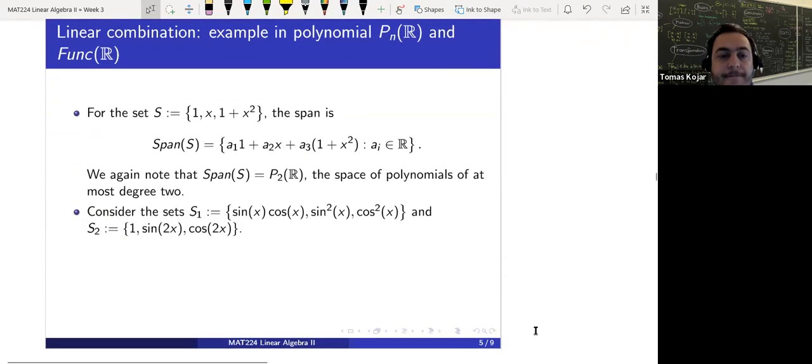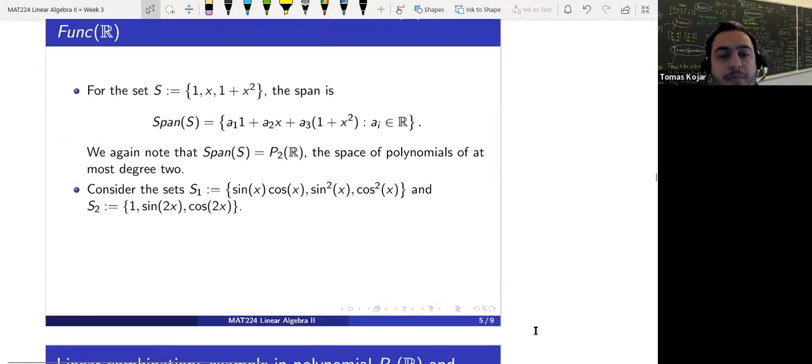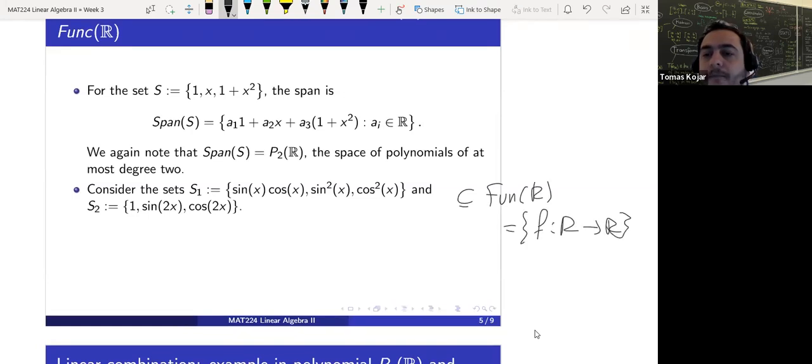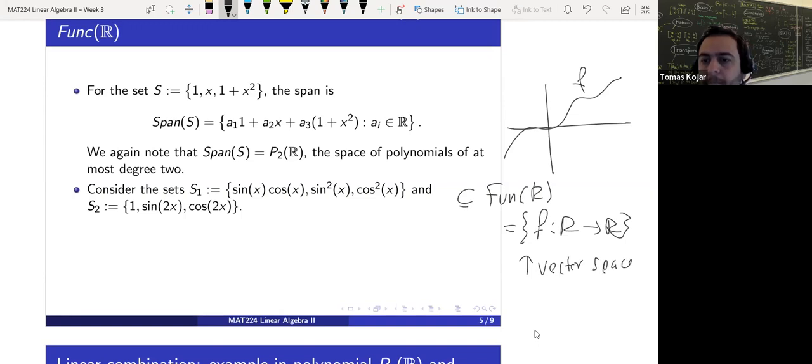All right. So this is one simple example. Another example done in your book, in one of the exercises, is the following. You have these 2 subsets that are inside the space of functions from R to R. Let me remind you, these are all the functions going from R to R. These are 2 subsets of this vector space. This is a vector space. And let's look at their spans.